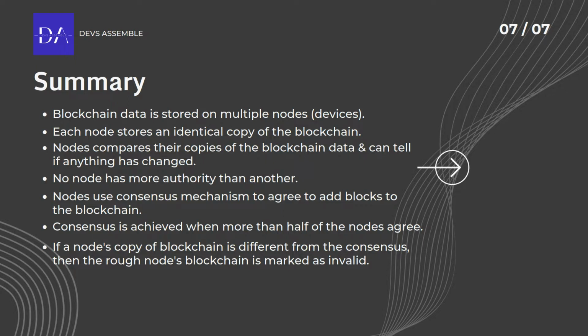Blockchain data is stored on multiple nodes. Each node stores an identical copy of the blockchain. Nodes compare their copies of the blockchain data and can tell if anything has changed. No node has more authority than any other node. Nodes use a consensus mechanism to agree to add new blocks to the blockchain. Consensus is achieved when more than half of the nodes agree. If a node's copy of the blockchain is different from the consensus, then the rogue node's blockchain is marked as invalid.